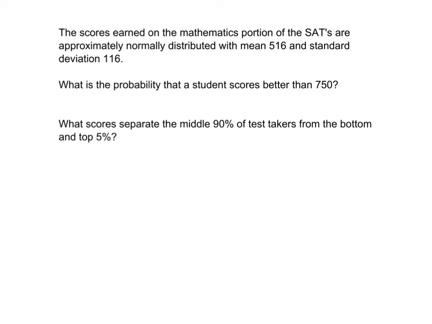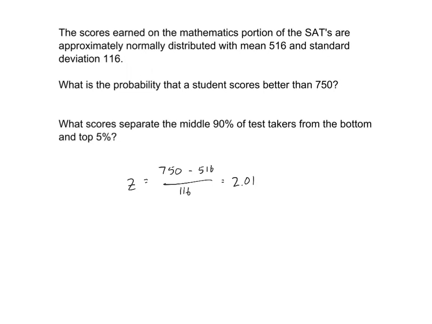Well, to start out answering the question, we need to find a z-score. So we're going to substitute into our z-score formula. X is 750 minus the mean, 516, divided by the standard deviation, 116. Type that into your calculator, 2.01.